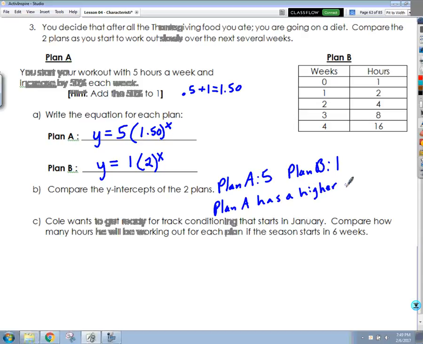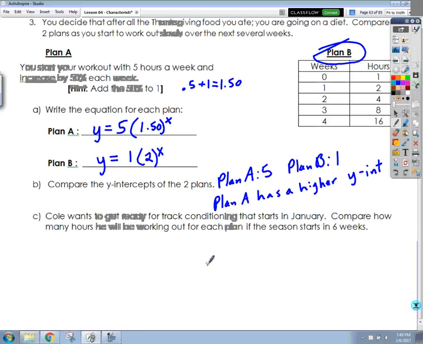Cole wants to get ready for track conditioning that starts in January. Compare how many hours he'll be working out for each plan if this season starts in 6 weeks. All right. So basically, we're just plugging these in, guys. So plan A.